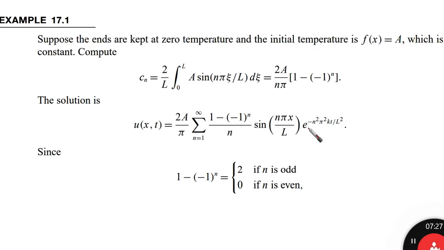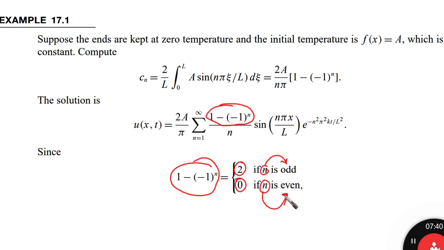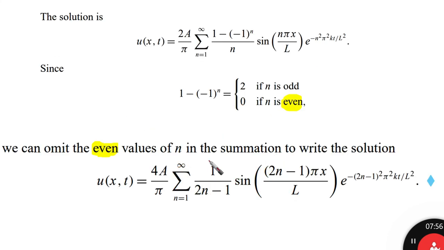Okay, so now this term, if you look at it, you will find that it equals 2 if n is odd and it equals 0 if n is even, right? So we are going to omit the even terms because they are 0. They will not add anything to our summation, right? We are going to rearrange the whole equation to make it better, taking only n as odd.